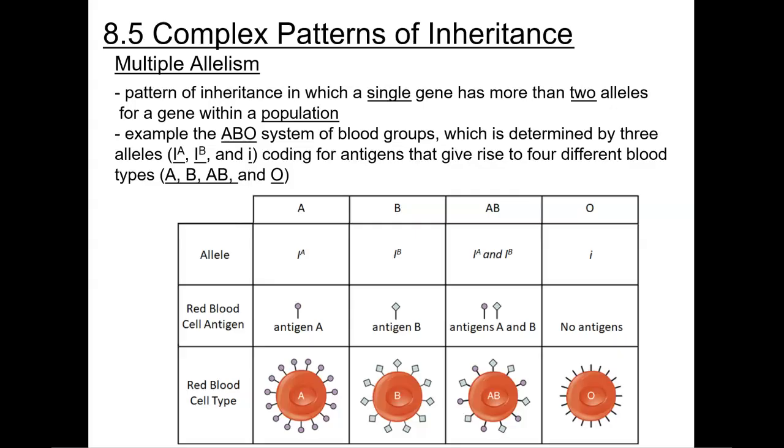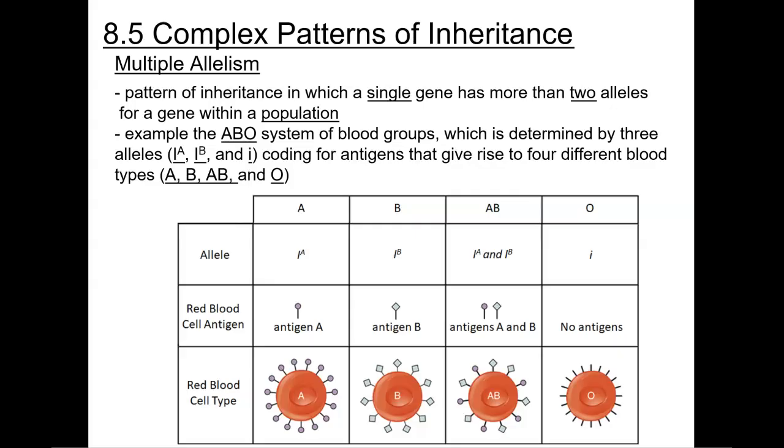And so with a pattern of inheritance in which a single gene has more than two alleles for a gene within a population. So for example, you have your ABO system for blood groups, and that's going to be determined by 3 alleles. And you always use a capital I with the A and the B as subscripts on top, and then a lowercase i is going to code for type O blood. And so these are going to be the antigens that give rise to 4 different blood types. You could have A, B, AB, or type O blood.